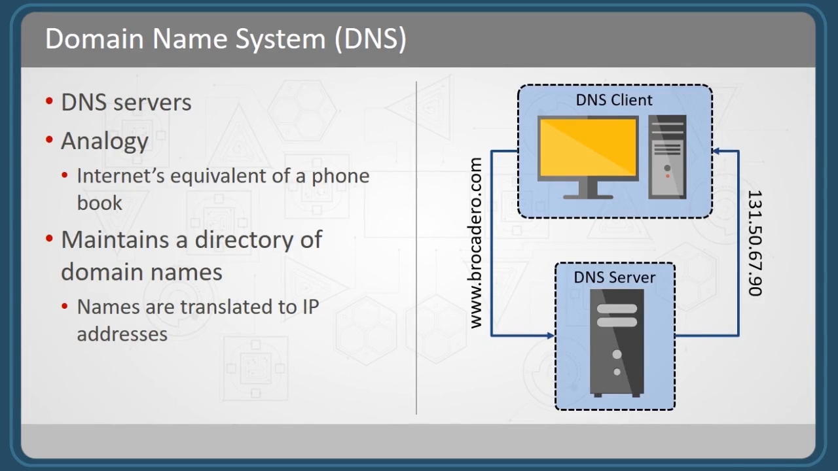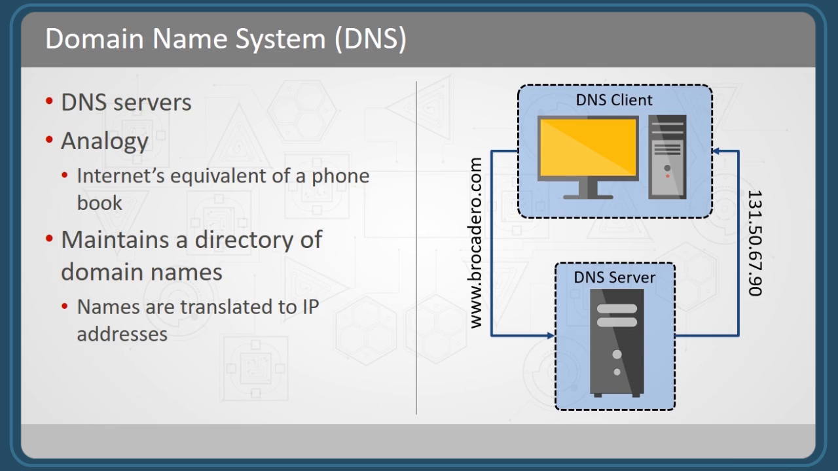So it is primarily made up of DNS servers, which for all intents and purposes maintain a phone book of the internet. They have a directory of domain names, and those names are then translated to IP addresses.